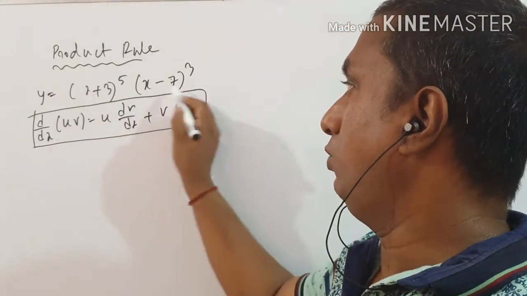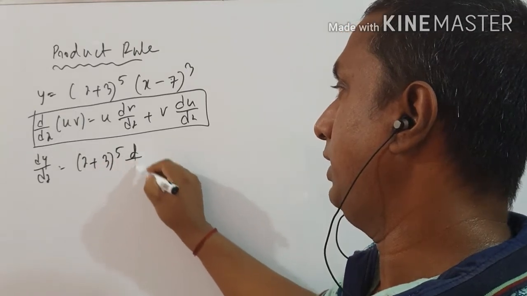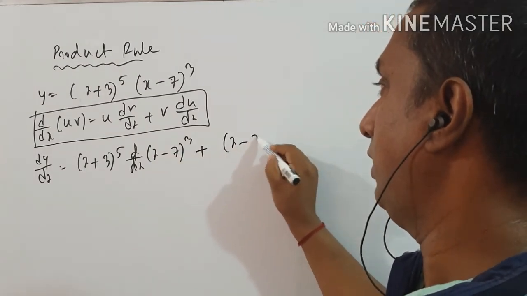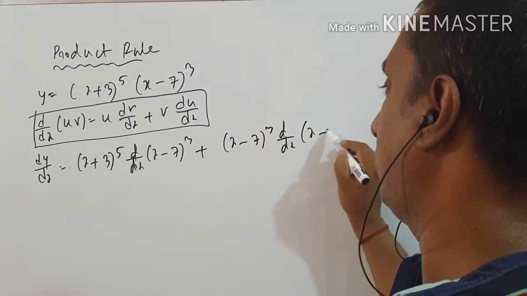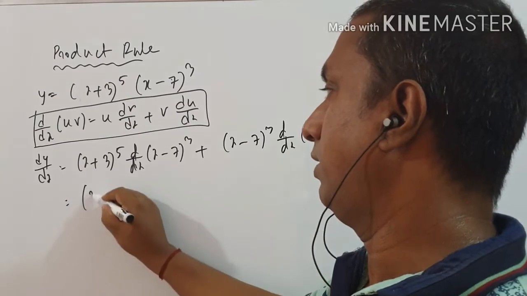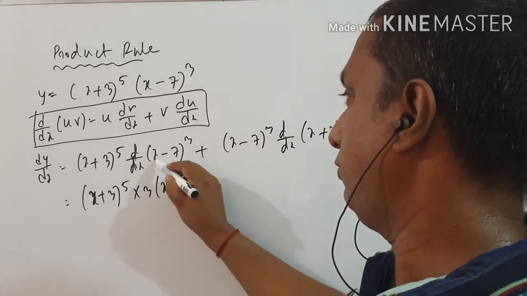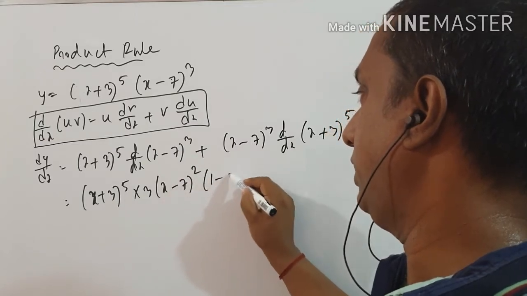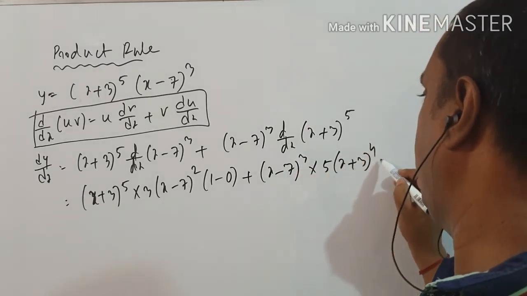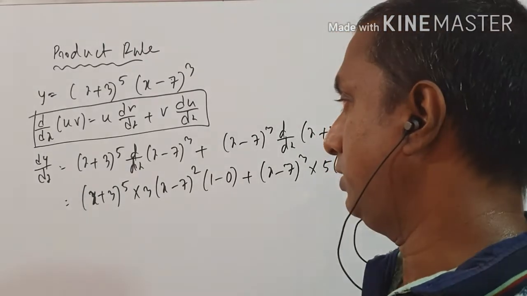So let me consider here u and this. So dy/dx equals, keep u same, and d/dx of v is (x - 7)^3, plus v, same v, (x - 7)^3, and d/dx of (x + 3) whole 5. Now let us simplify. (x + 3)^5 into 3(x - 7) squared. See, if we do chain rule here, it will be 1 and 0. So let me write here 1 and 0, chain rule. And d/dx of (x - 7) whole cube equals 5(x + 3)^4. If you apply chain rule, 1 plus 0. So if you can use chain rule properly, there is no scope to make a mistake.